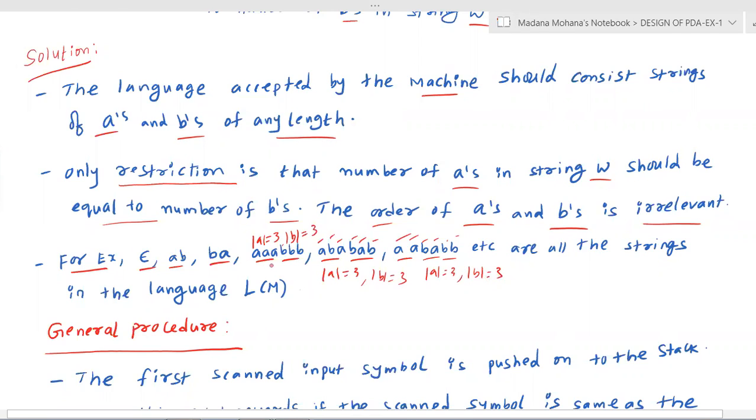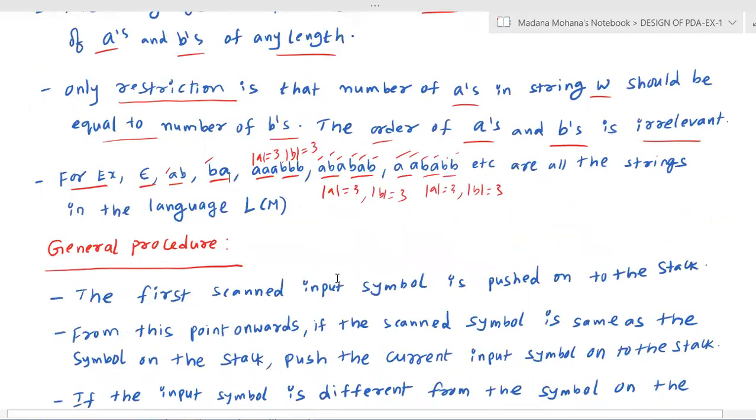But here you can observe we are not concentrating on the order of the strings. Here it started with a, here it started with b, here with a, then ab, aa, and so on. Any order is allowed, but the only condition is that the count should be equal for both a's and b's. So this is the nature of the language. Whatever machine we are going to construct will accept only these types of strings.